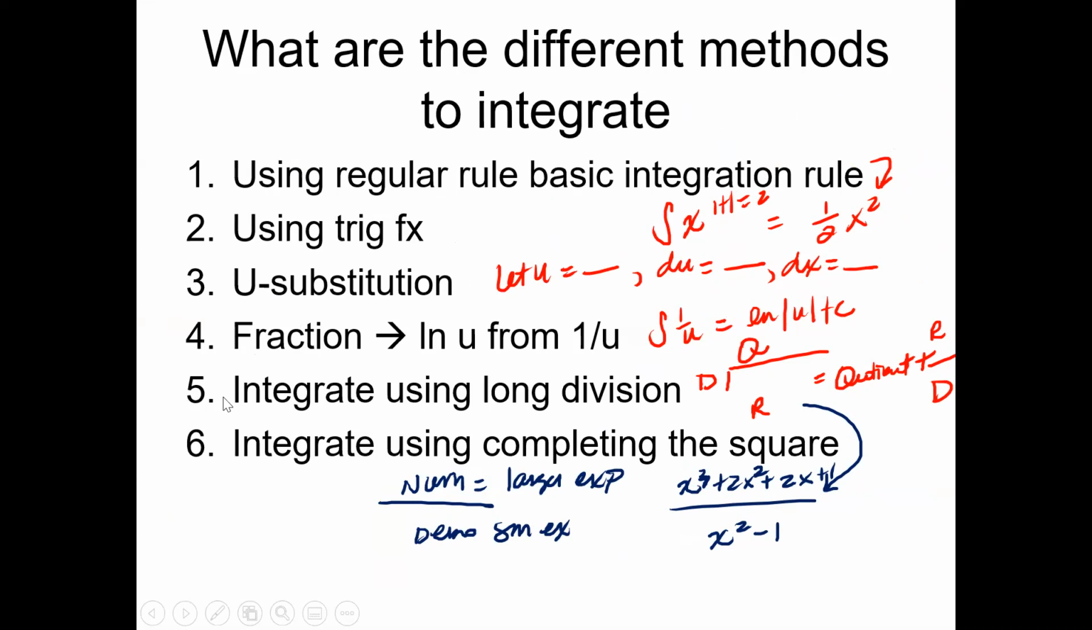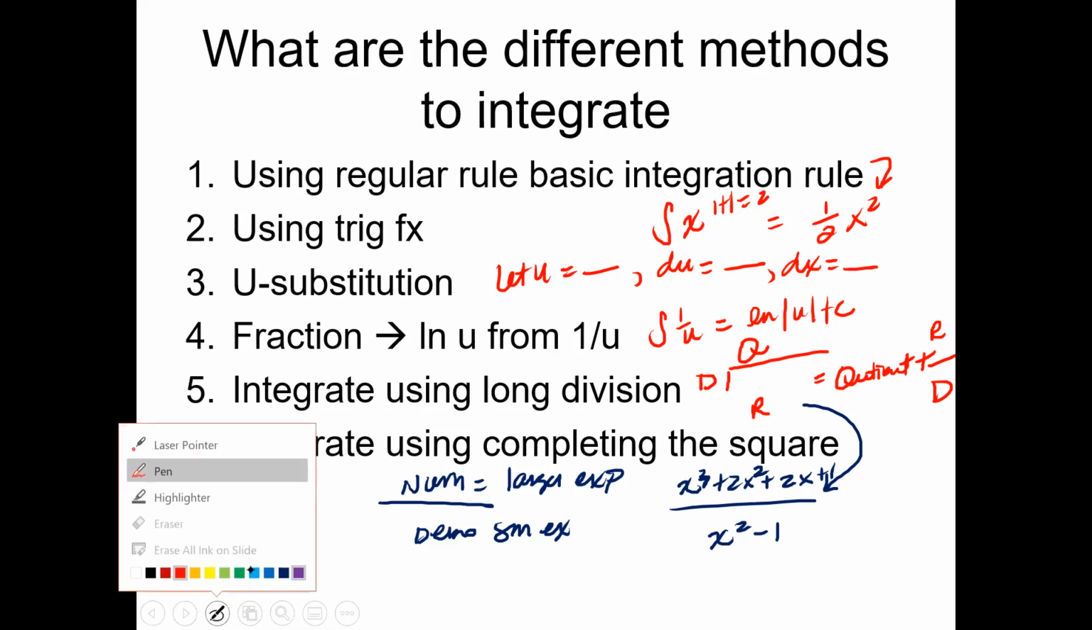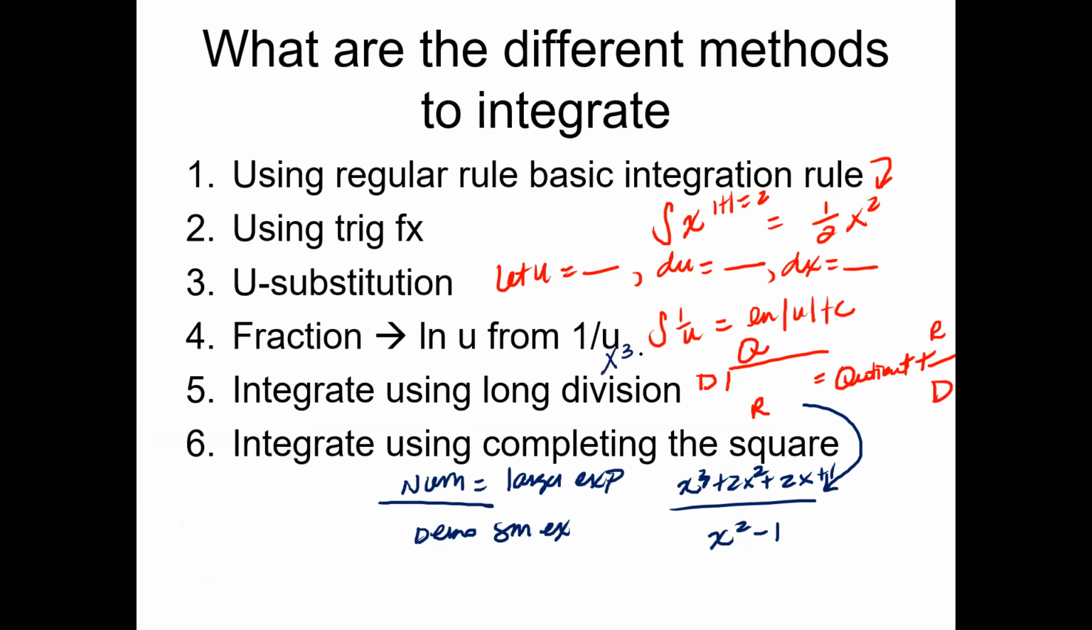The fifth strategy was integration using long division. With long division, keep in mind that this only works if you have something on top with an exponent bigger than the denominator. So that's when it generally works. And then, of course, the sixth is integration using completing the square, which we have not talked about yet, but we are getting there.